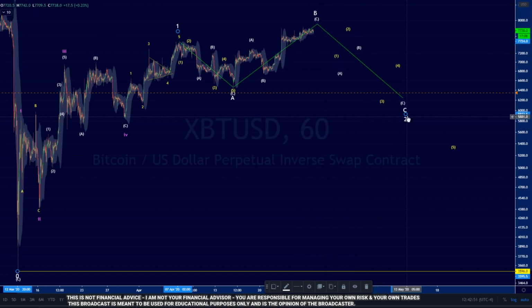I expect the A, B, C rather than the alternate 1, 2, 3, 4, 5 to go down to complete this C, only because of the fact that we have an expanded flat. This tends to be more bullish, so I don't expect it to draw down near as much. So nonetheless, this is what I'm looking at.